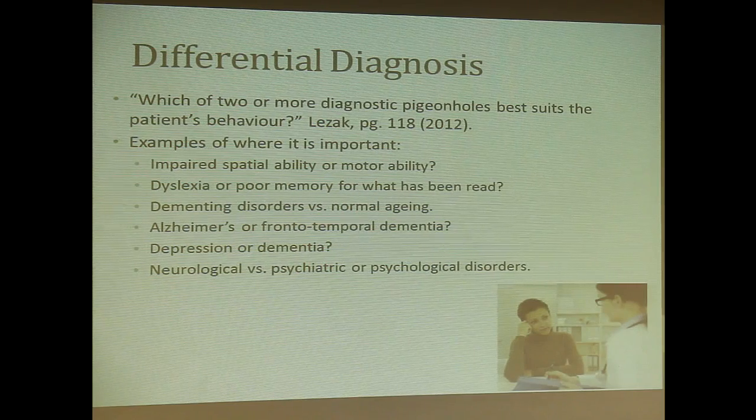Does a person have depression or dementia? We know that a person with depression tends to have very poor memory. So is it poor memory because of depression, or is it poor memory because of dementia? And the neuropsychologist can assess that. And then a neurological versus a psychiatric or psychological disorder. Again, looking at a person's behavior. Is it psychiatric? Is there an organic reason? And if you've got that kind of question, is it psychiatric or is it organic, you're probably going to be testing for executive functions.